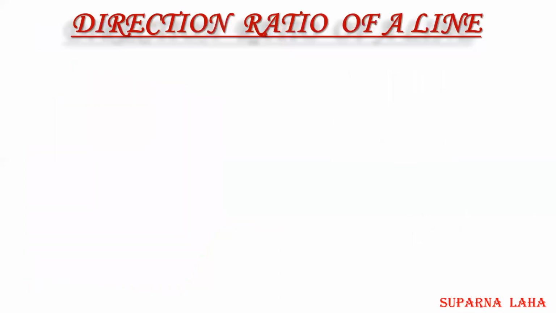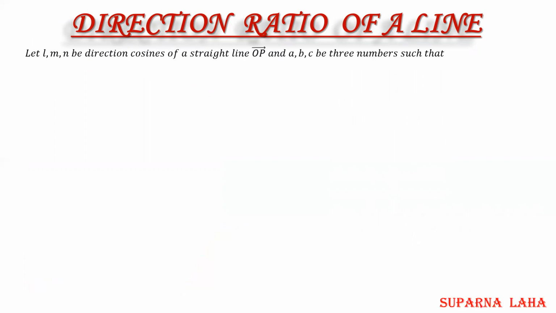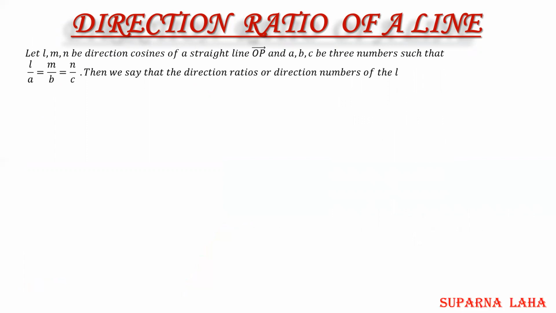Now let's talk about the direction ratio of a line. Any line, if its direction cosines are l, m, n, so here I'm taking the same line OP, then take three numbers a, b, c such that l by a, m by b, and n by c are equal. Then this a, b, c are called the direction ratio or the direction number of the line OP.